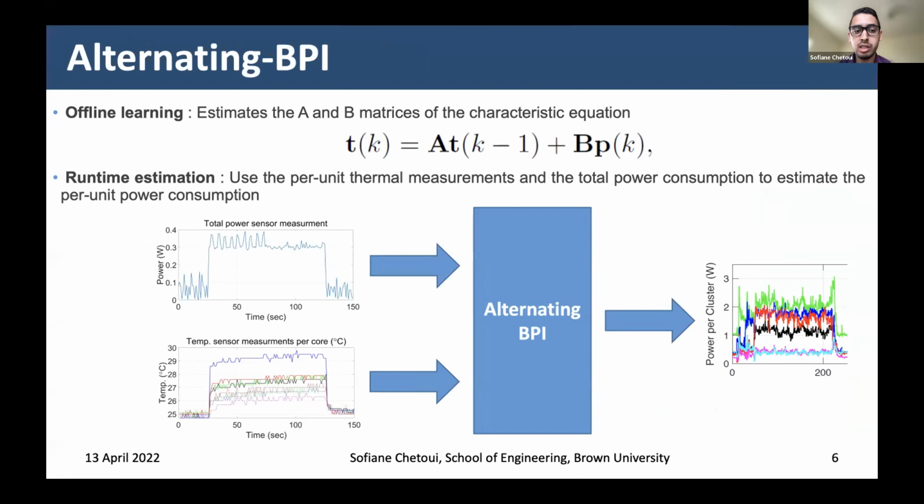We have an offline learning step where you estimate the A and B matrices using the state space model. And then at runtime, we use the per unit temperature sensors and the total power consumption to estimate the power per core, basically. So the inputs are the total power and temperature per core.